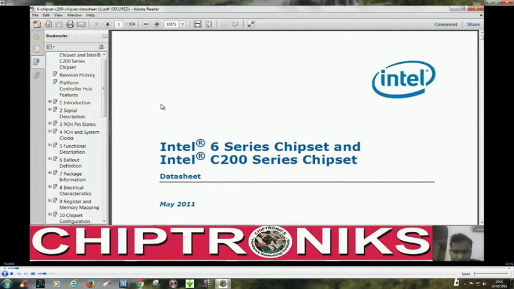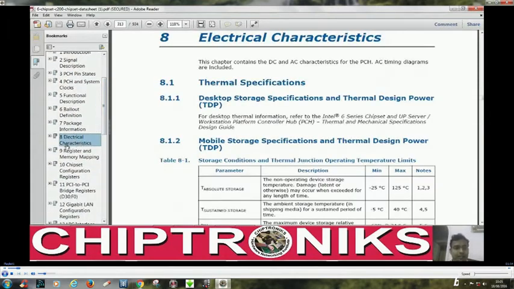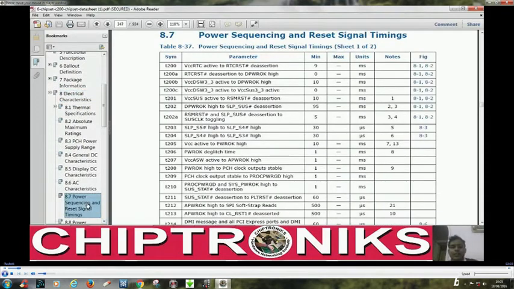And as I have covered in my previous class, we don't have to go through the entire data sheet to analyze any kind of board. What is most important? Yes, the most important is electrical characteristics. And in electrical characteristics, we just have to see the power sequencing and reset signal timing, because what we are interested in is how the board powers on, right?